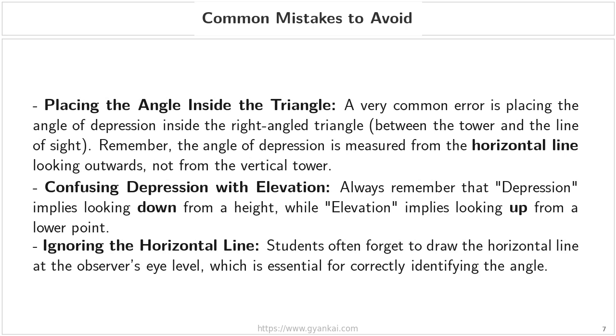When you are sketching your diagrams, never skip drawing that imaginary horizontal line at the observer's eye level. As we saw in our geometric relationship slide, that horizontal line is the foundation for identifying your alternate interior angles. Without it, you won't be able to correctly transition your angle of depression into an angle of elevation. Now, before we wrap up today's lesson, I want to pause and discuss some common pitfalls. Even if you understand the concept, it is very easy to make a small mistake that leads to the wrong answer. Keep these tips in mind, and you'll find these problems much more manageable. Let's move on to our final summary of the key takeaways.